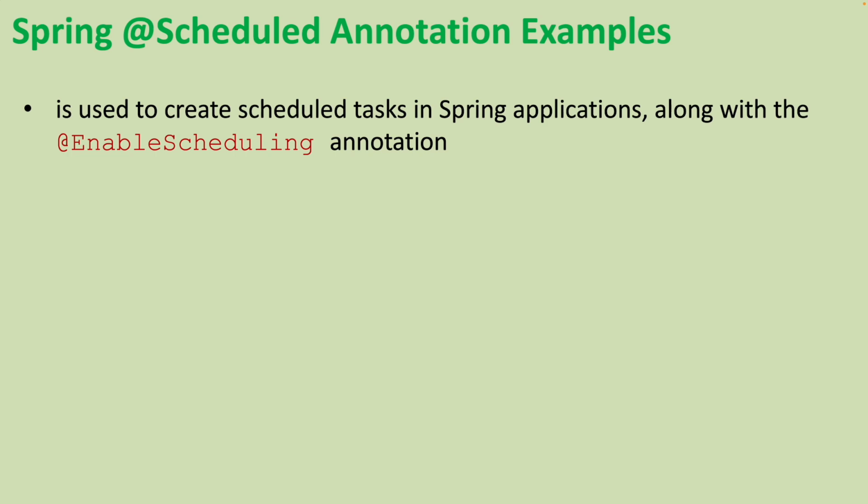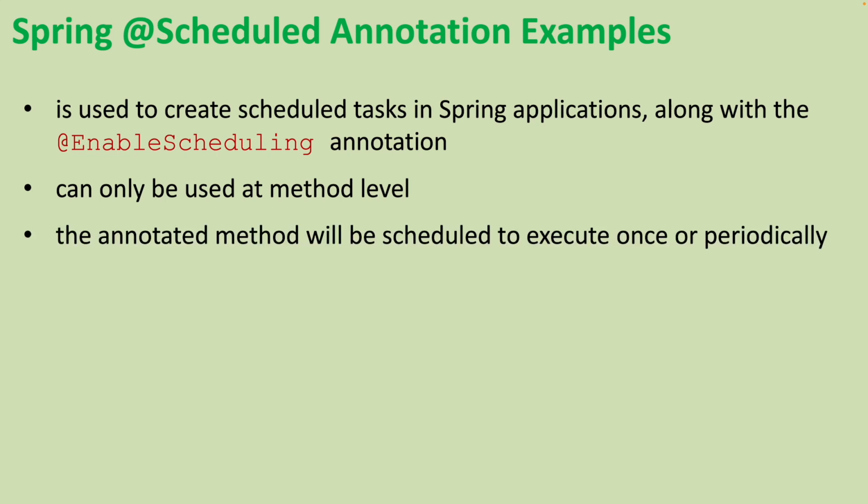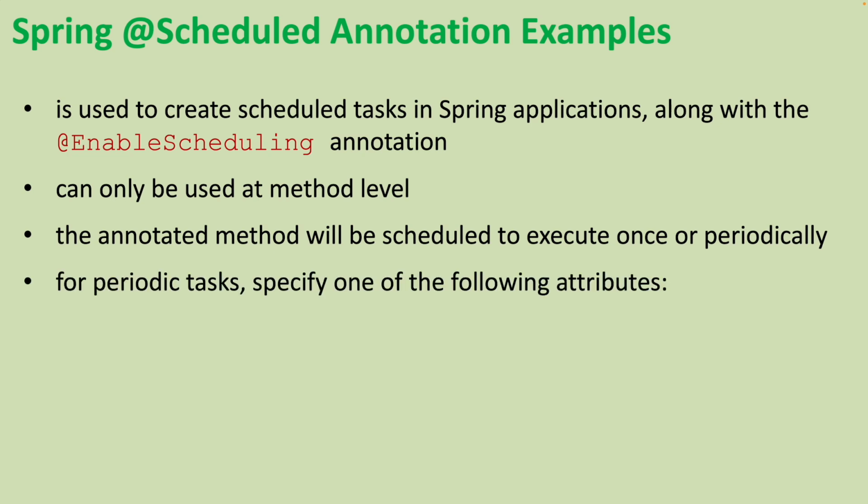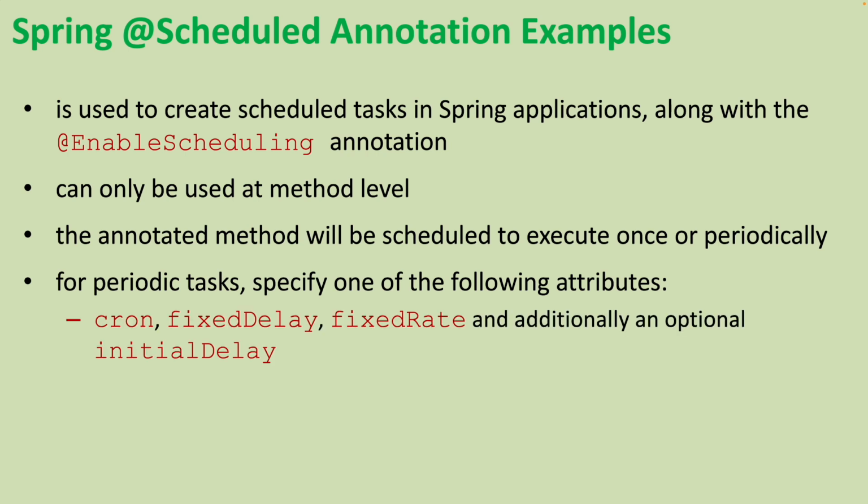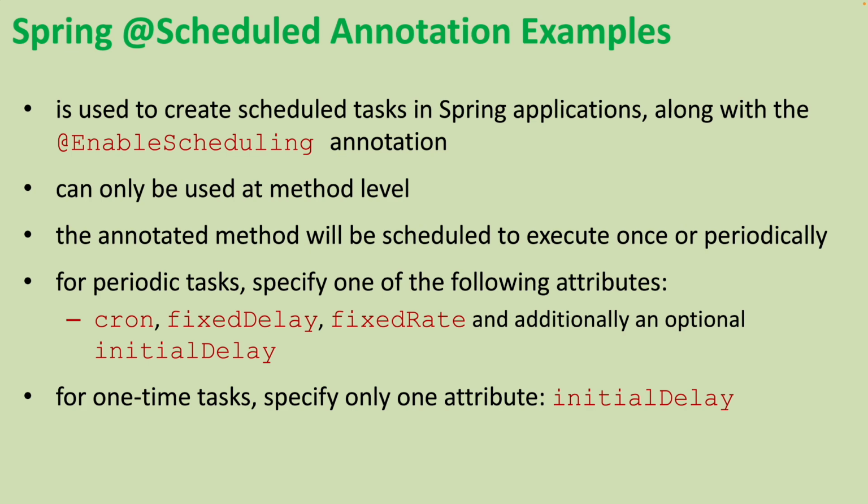The Scheduled annotation is used to create scheduled tasks in Spring applications, along with the EnableScheduling annotation. This annotation can only be used at method level, and the annotated method will be scheduled to execute once or periodically. For periodic tasks, specify one of the following attributes: cron, fixedDelay, fixedRate, and additionally an optional initialDelay. And for one-time tasks, specify only one attribute, initialDelay.